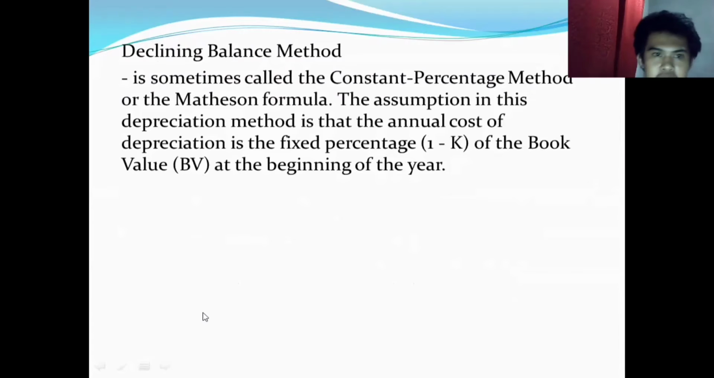So next, the next method is the declining balance method. So declining balance method is sometimes called the constant percentage method or the Matheson formula. The assumption in this depreciation method is the annual cost of depreciation is a fixed percentage, 1 minus k, of the book value at the beginning of the year.